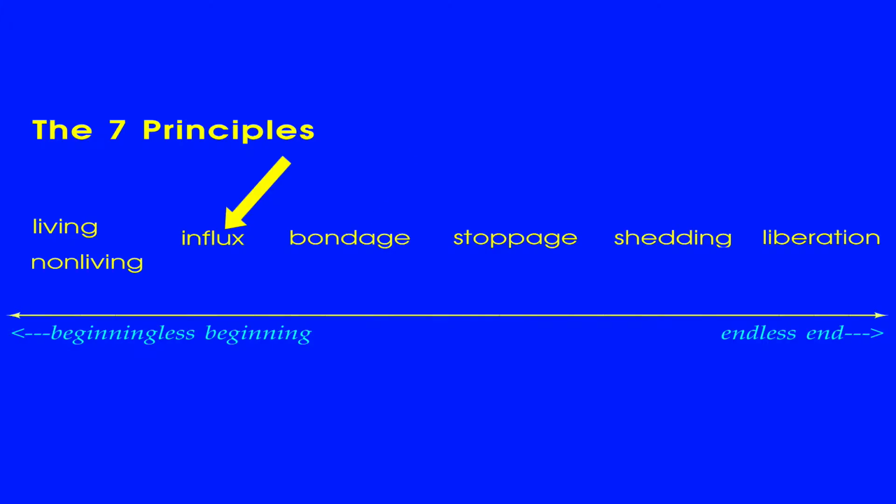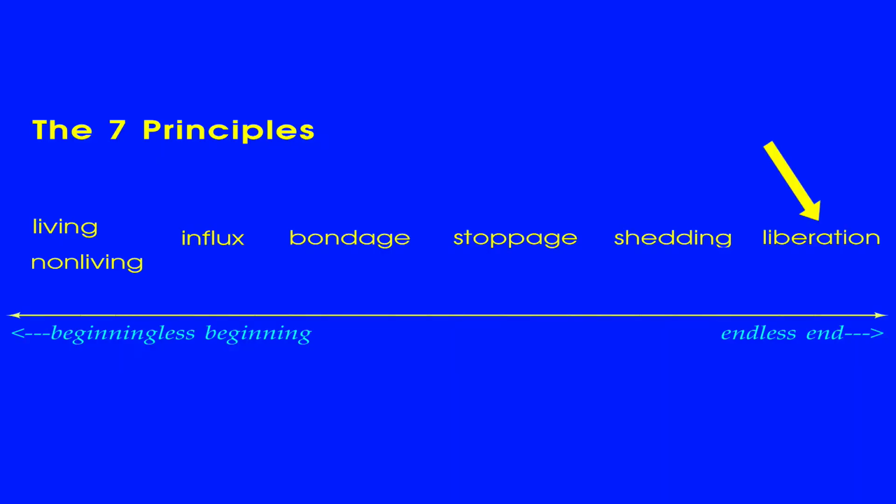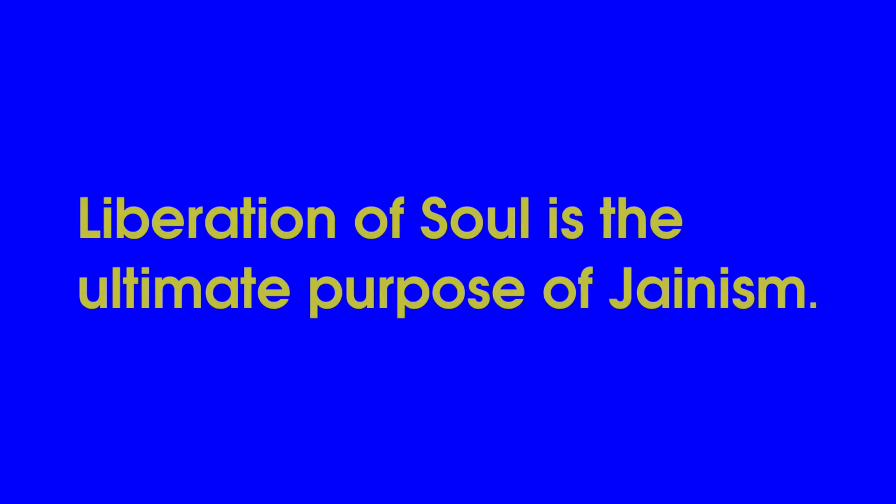The next 4 principles, influx, bondage, stoppage, shedding, can be viewed as making up the interaction between principles 1 and 2. The remaining principle, liberation, is when soul is completely free from matter and the pure soul state is attained. Liberation of soul is the ultimate purpose of Jainism.